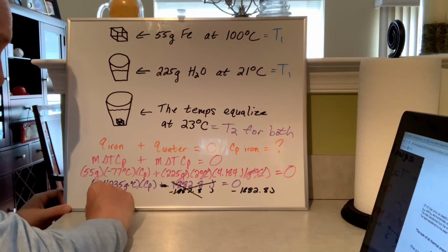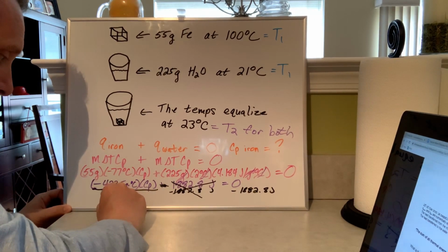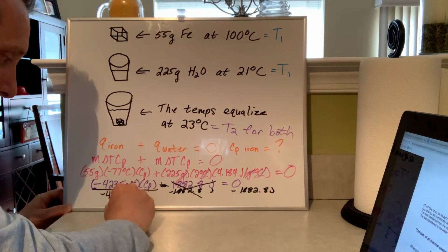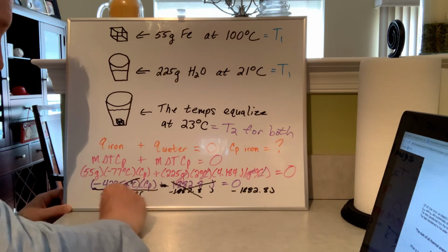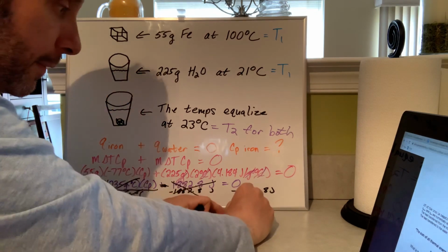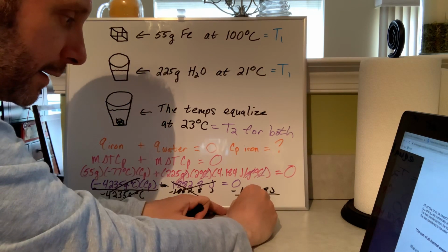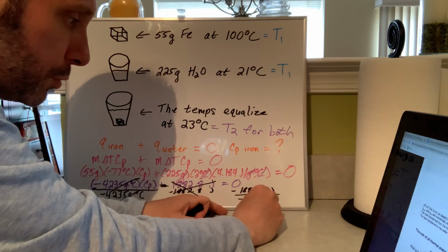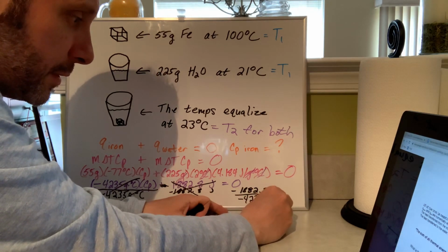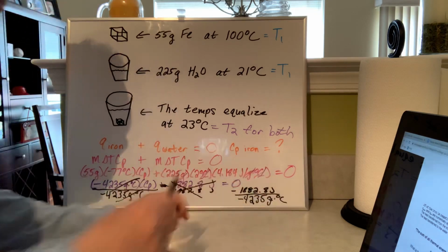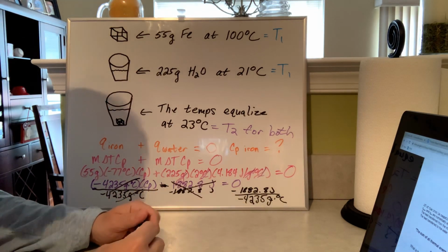So all we got to do now is just divide by negative 4,235 grams times degrees Celsius. It'll go away there. And we divide negative 4,235 grams times degrees Celsius. Sorry, the writing is so bad.